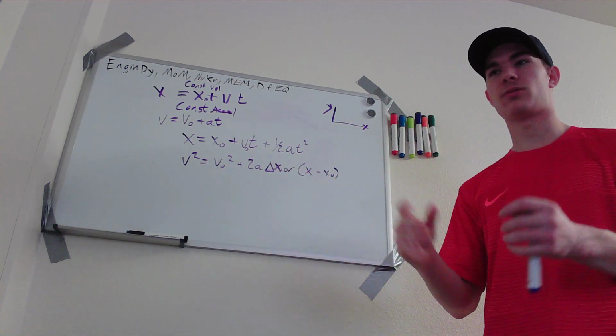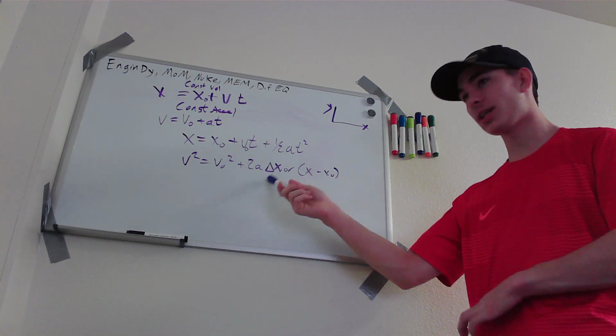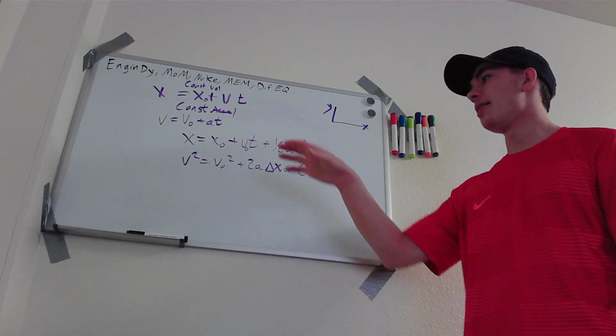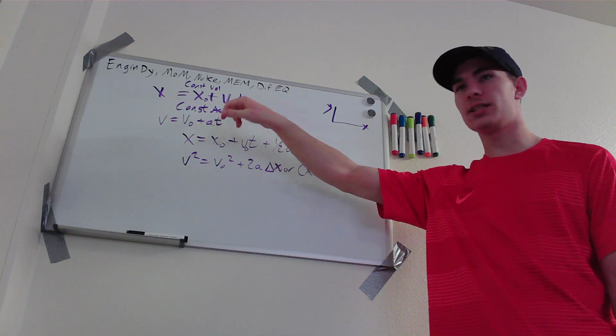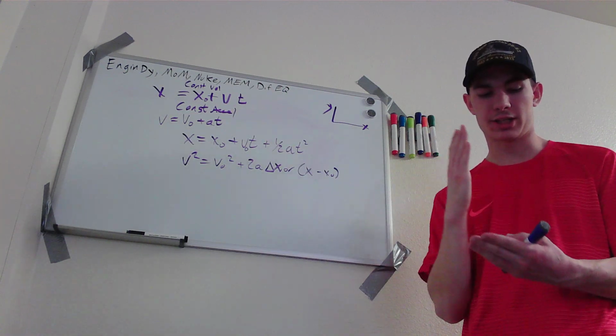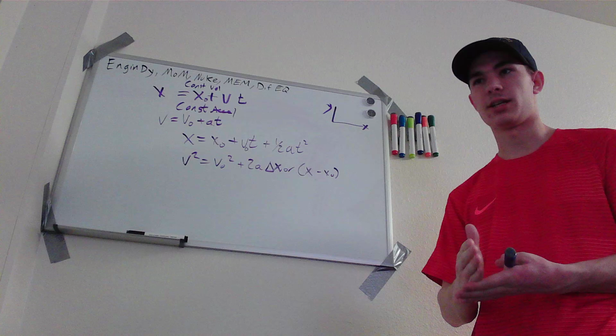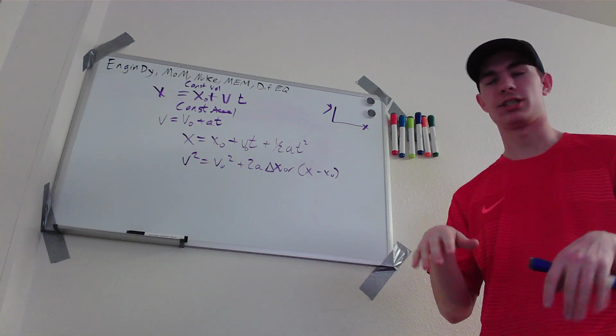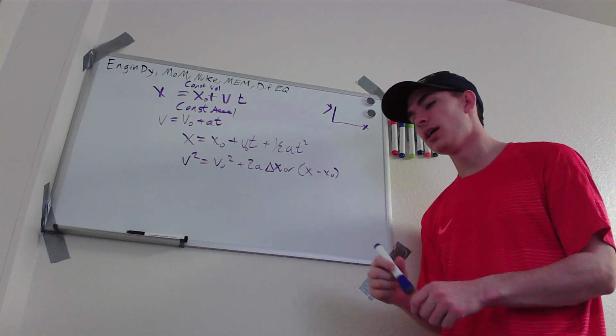Delta x will always represent a change in x. That's always what delta means. And then constant acceleration just means that you're accelerating at the same pace the entire time. Your acceleration never changes. Same for constant velocity.